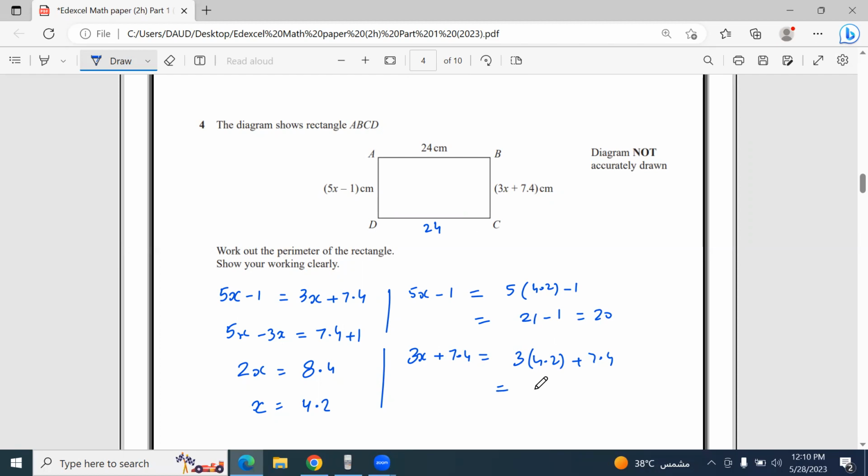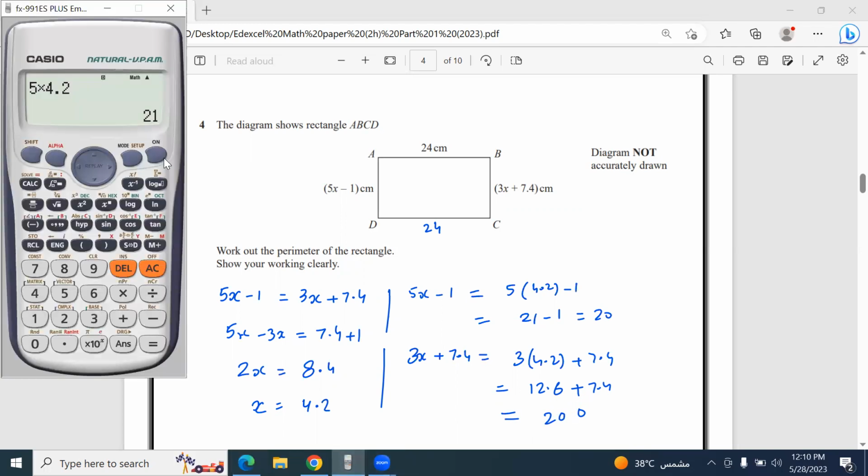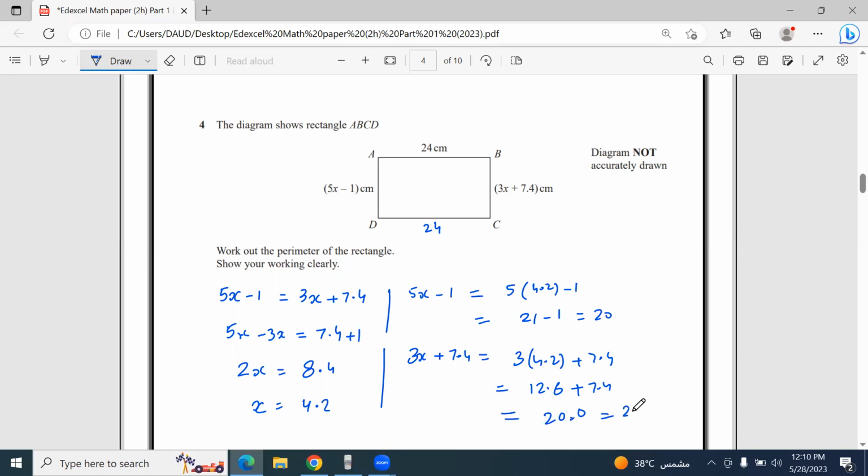So here we have 3 times 4.2, which is 12.6, so plus 7.4, this is also 20. We can check here also to make sure. 12.6 plus 7.4 gives us 20. Yes, so this is exactly 20.